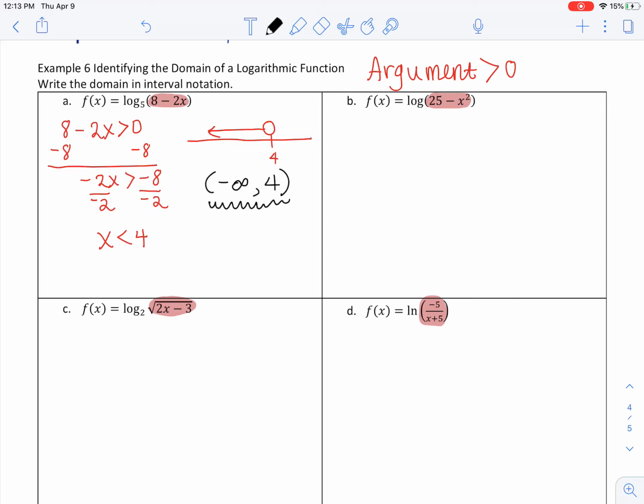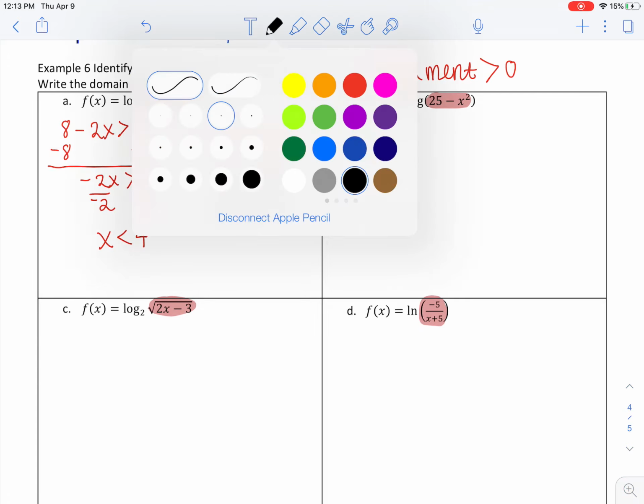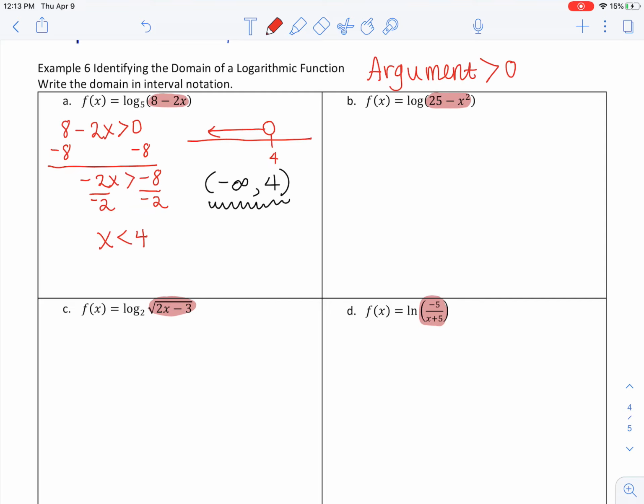First, set the argument greater than 0, because that's what used to be just x in a function that is not translated to the right or left. All right, let's try this one. This one's a little bit hard. 25 minus x squared is greater than 0.